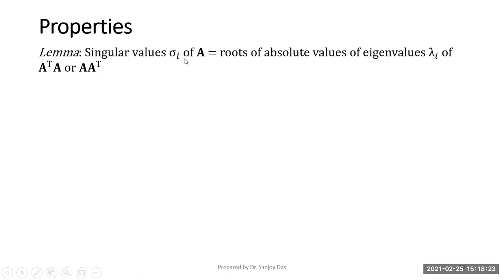And the singular values of A are the square roots of the absolute values of the eigenvalues of A transpose A or A A transpose. Okay. Sigma i is the square root of this. And we saw this already: for A transpose A, here you had sigma square 1, here you had sigma square 2.